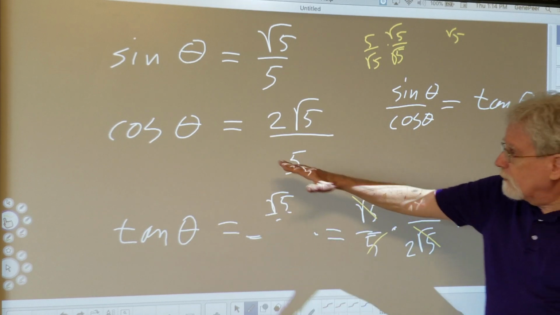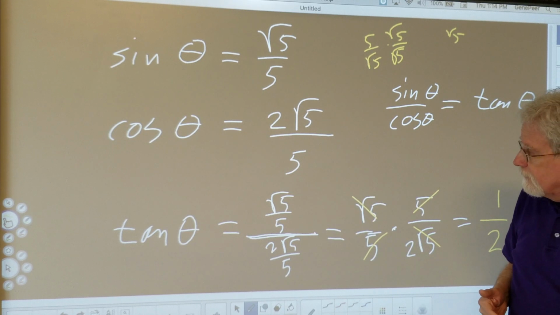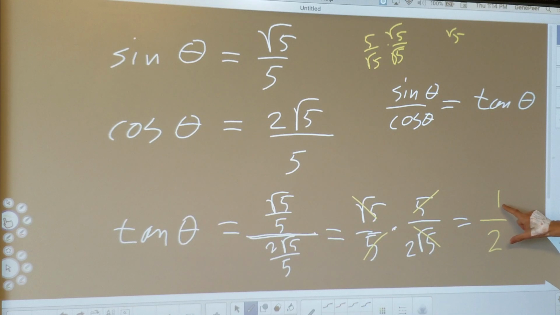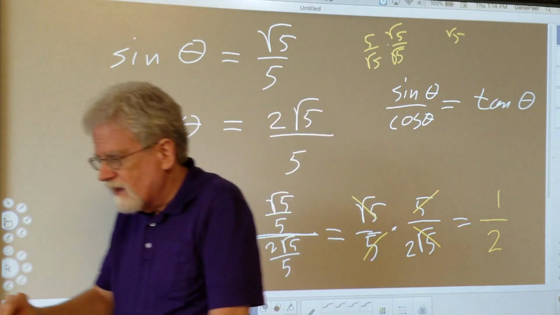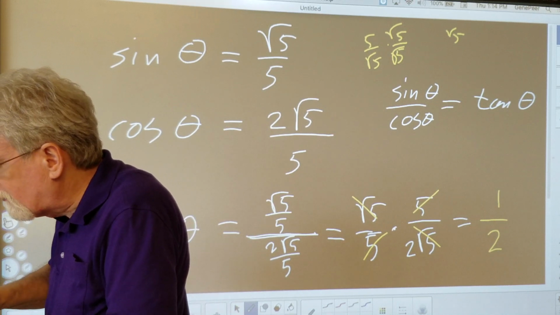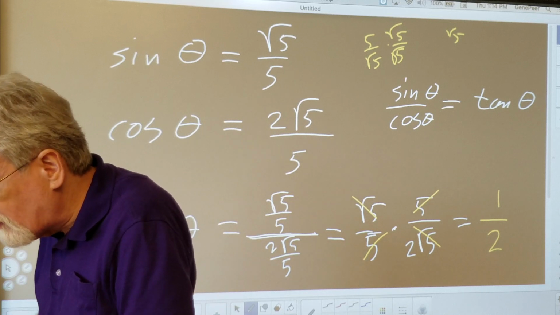Secant will be the reciprocal of cosine. Just flip that, multiply by square root of 5 over square root of 5. Cotangent will be the reciprocal of tangent, which is simply going to be 2. So I'm not even going to bother doing the reciprocal functions. Once you have the first three, you're settled. It's over. Let's apply that to one of the exercises on page 384 that we have not gotten to yet.